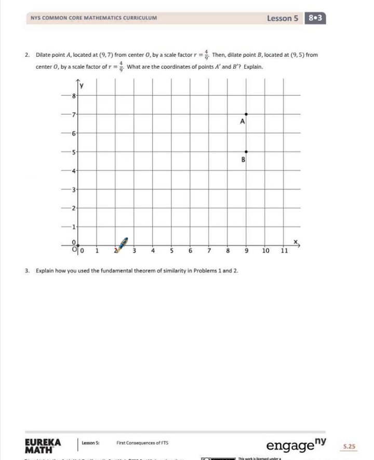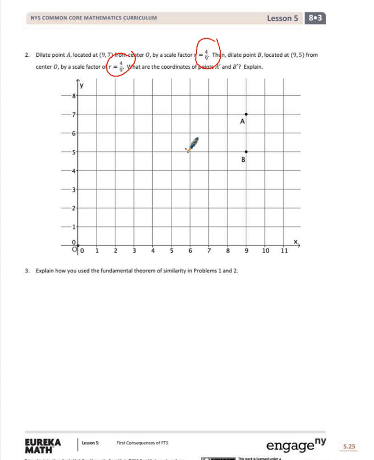All right, looking at problem 2. Okay, problem 2. And it says, dilate point A, located at 9, 7. Here we are, 9, 7. From center O by a scale factor of 4/9. Then dilate point B, located at 9, 5 from the center by a scale factor of 4/9. And what are the coordinates now?